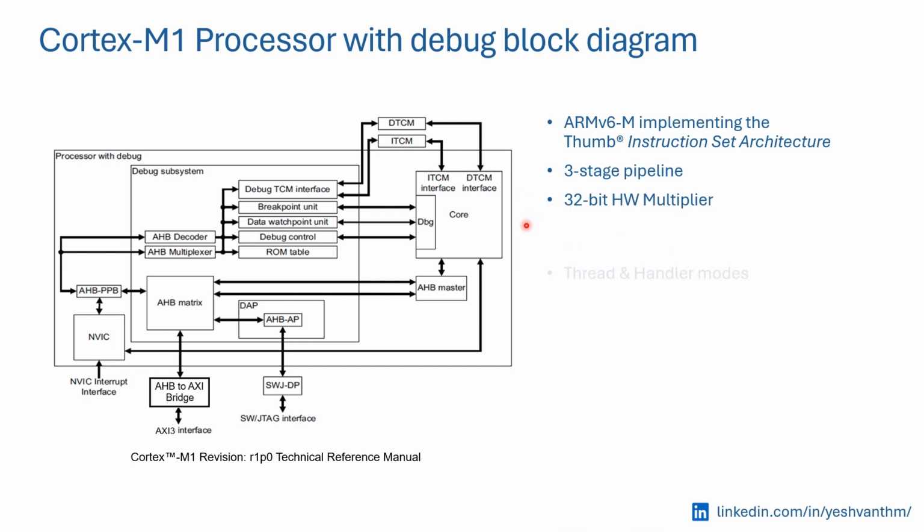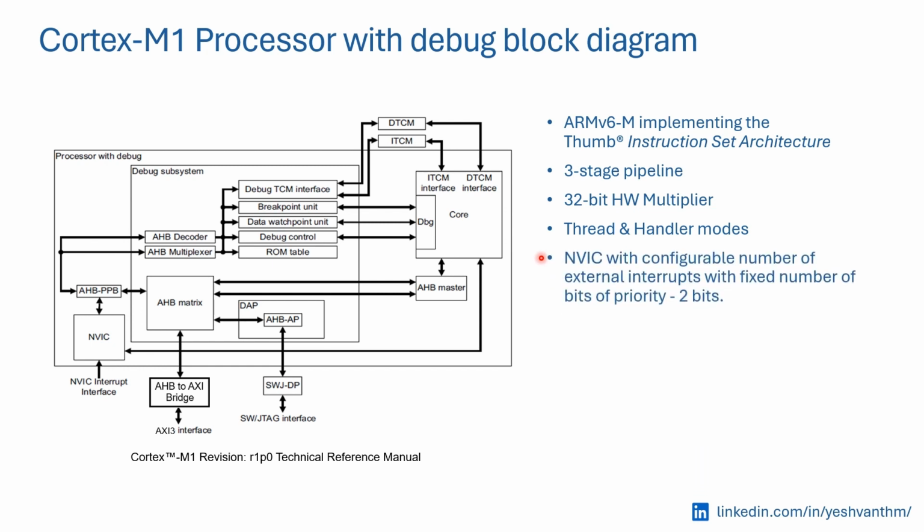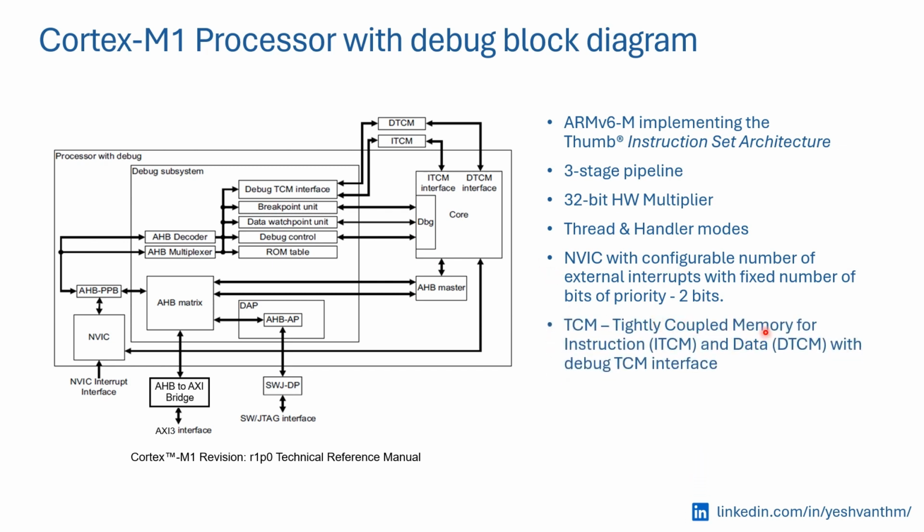It has a 32-bit hardware multiplier. It has thread and handler modes of operation to run application code and handle exceptions. A nested vectored interrupt controller, and tightly coupled memory for instruction and data RAM. This offers a higher performance compared to external memories, as it is located closer to the processor core.